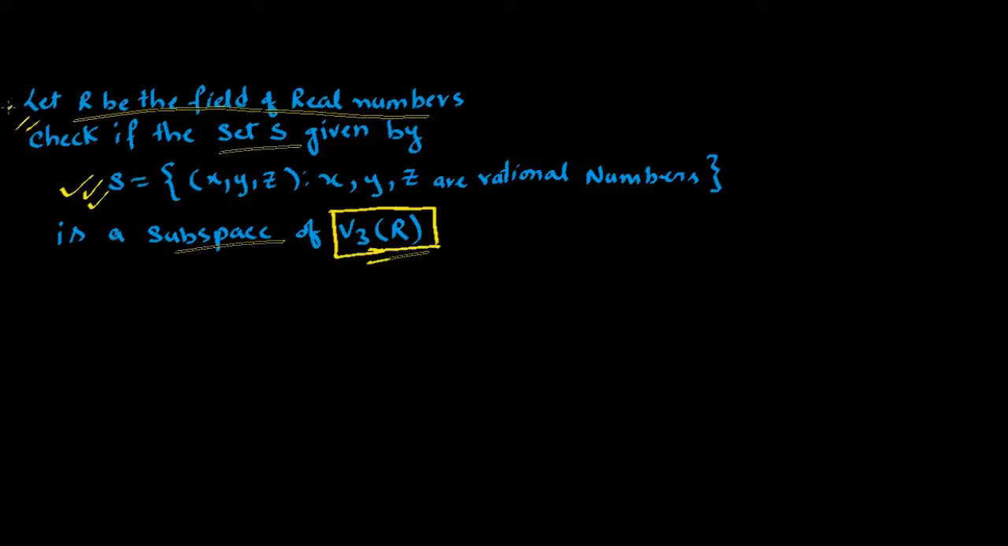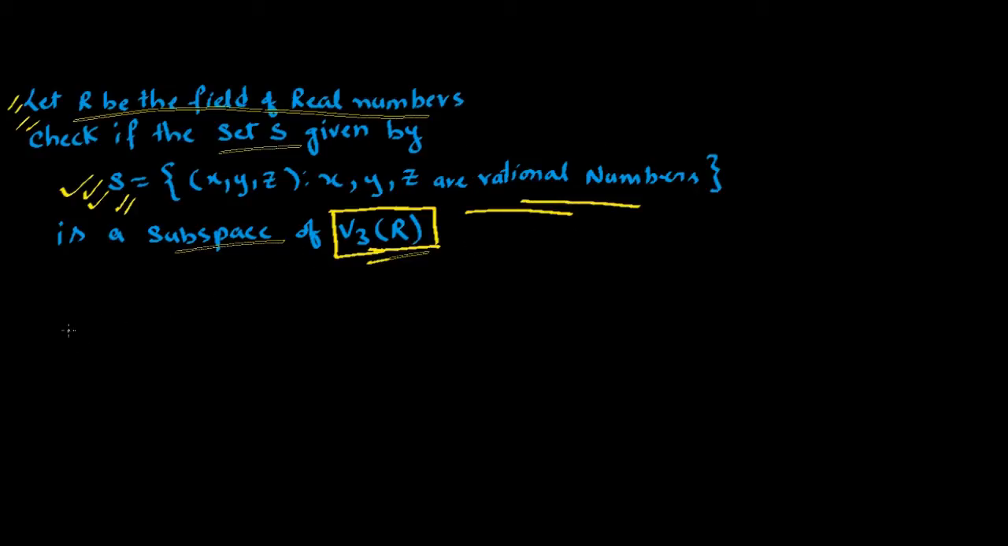The given problem is like this. We have R, a field of real numbers, and the vector space V3 is defined over the field, and we have a set S given by this description, that the elements of the vectors of this particular set are such that they are rational numbers. Then let's see how we will proceed.